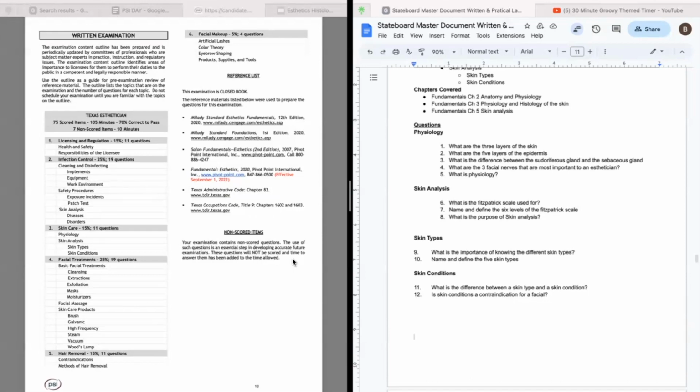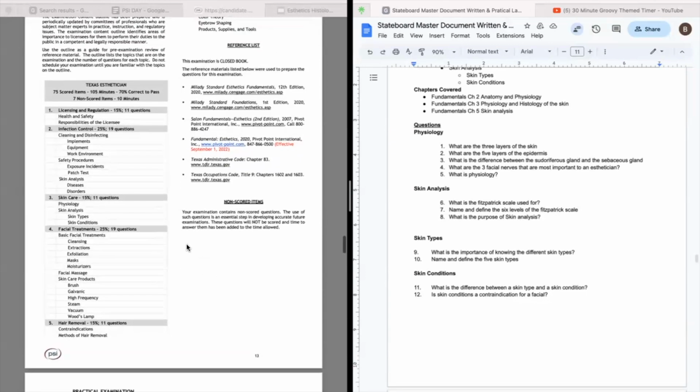The way I like to approach studying the skincare section, the physiology, the histology, the anatomy, the skin analysis, is this is what you use as an esthetician day to day. So I would make sure that I was confident with this chapter regardless, because this is the chapter that's going to make or break you as an esthetician and in skincare.